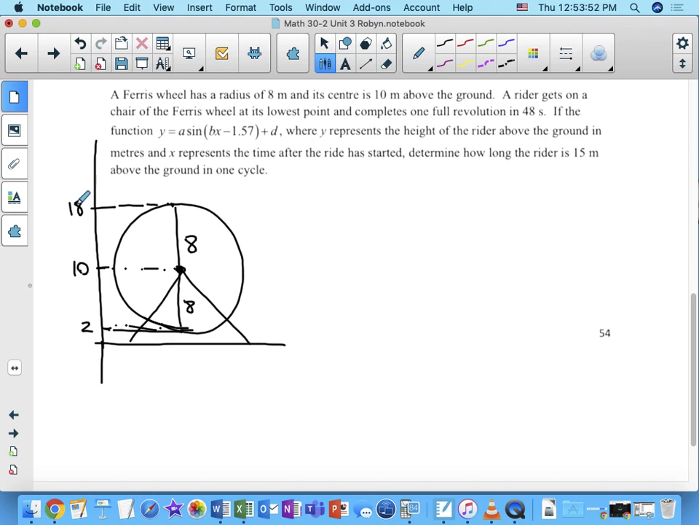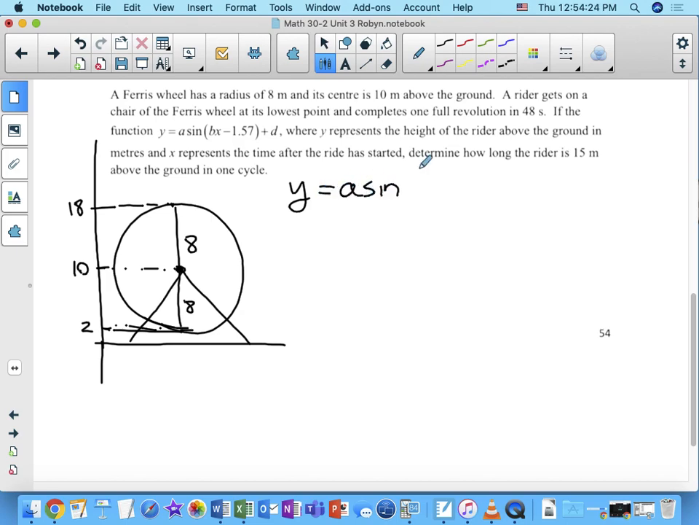What do you think we should do next? Okay, something with the formula. What about substituting the formula? We've got this formula or this equation, an equation of a function. Y equals a sine bx minus 1.57 plus d.